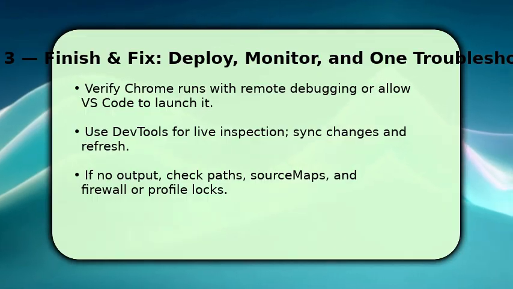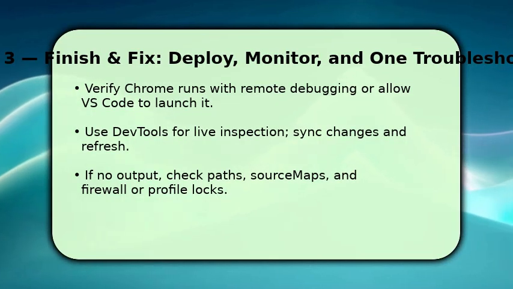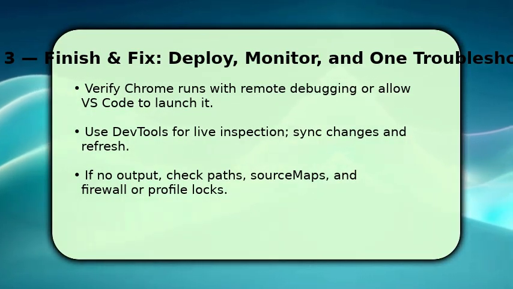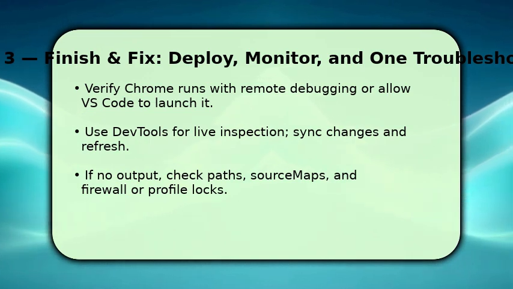If you still don't see output, check that source map paths match webRoot. Disable extensions that lock profiles and ensure no firewall blocks the debug port. One key tip: clear the browser cache and restart both VS Code and Chrome before retrying.